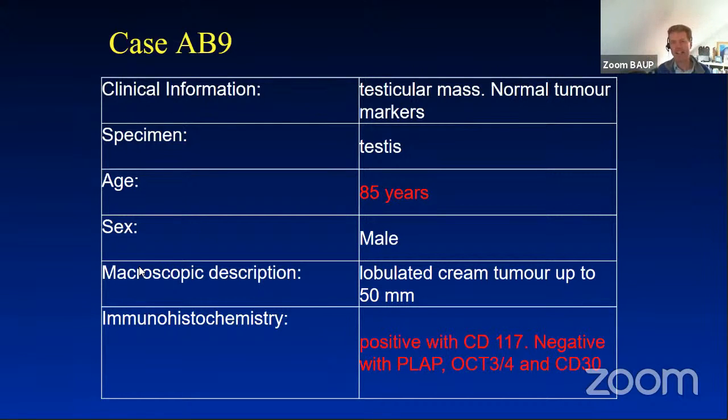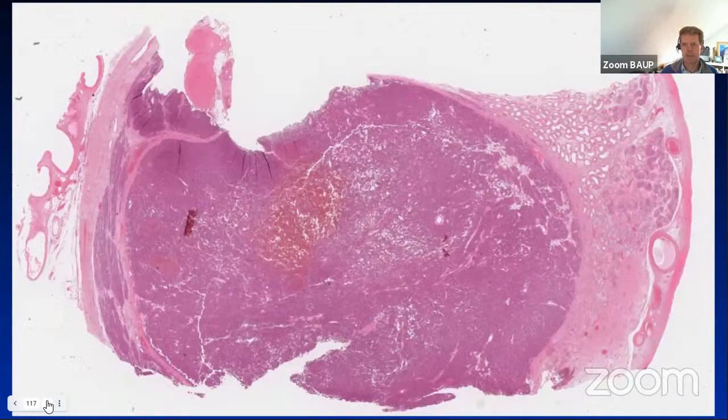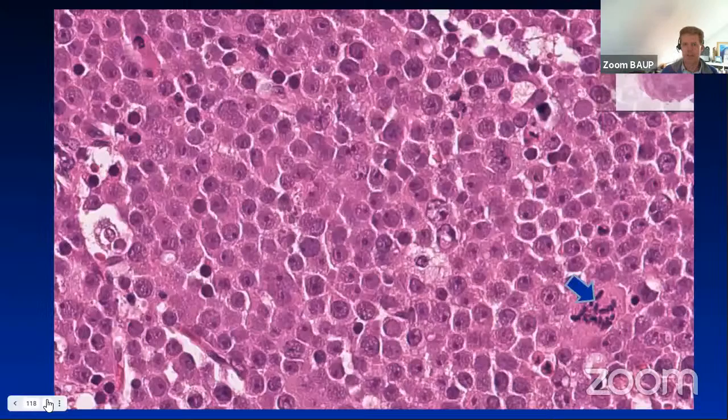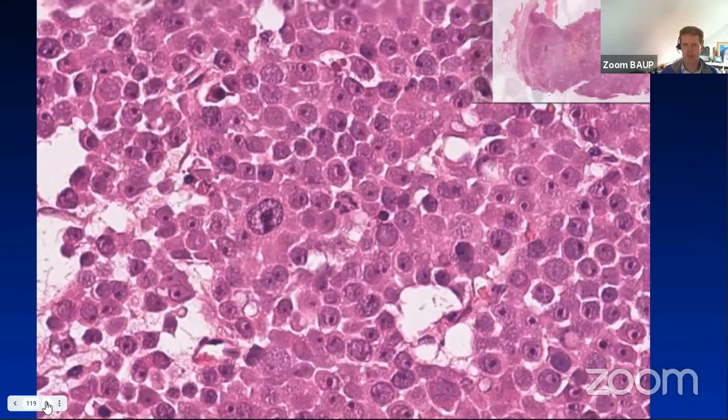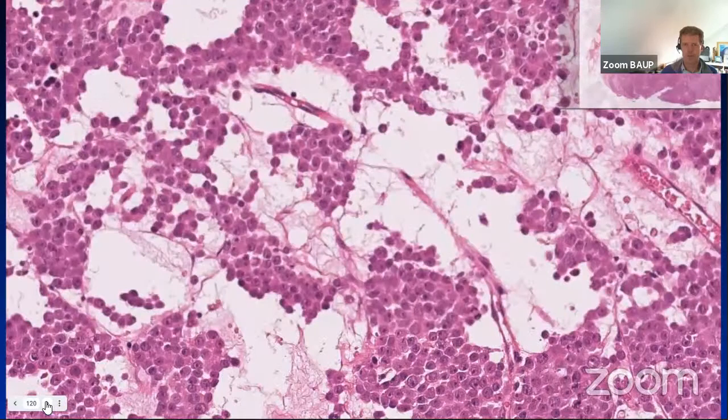So AB9 is the next case, a testicular mass. Oh, a break from kidneys. And we're told that it's positive for CD117, negative for PLAP, OCT3/4, and CD30. And the critical thing is that the patient is 85 years old. And that's what it looks like. There are some very atypical mitoses and some large nuclei, some edema, sort of myxoid background.